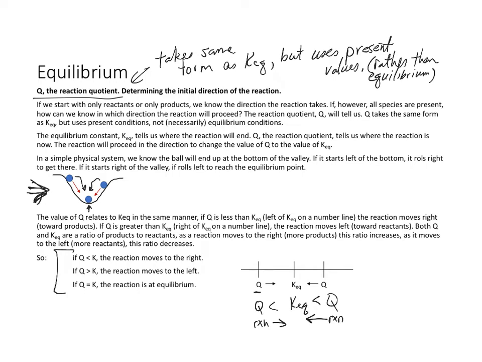Here in text is exactly what we're looking at. If Q is less than K, so it's to the left on a number line, the reaction moves to the right. If Q is greater than K, then it moves to the left. If we just happen to hit it, if Q equals K, then we're at equilibrium and the reaction is not going to go anywhere.